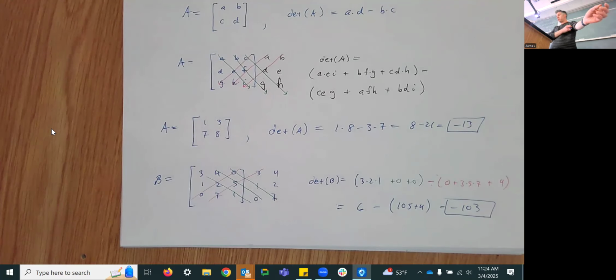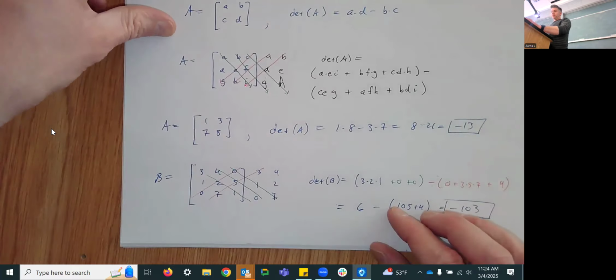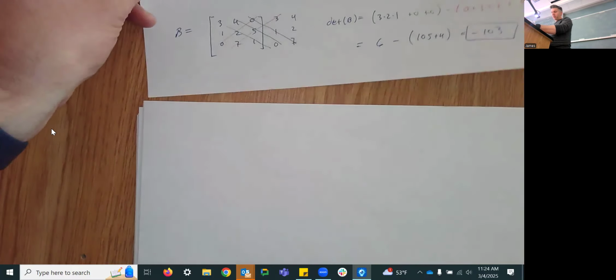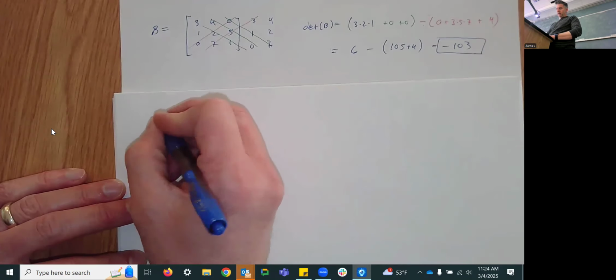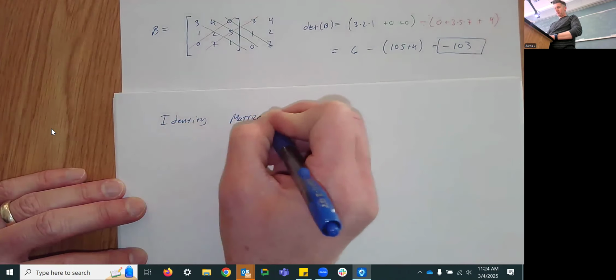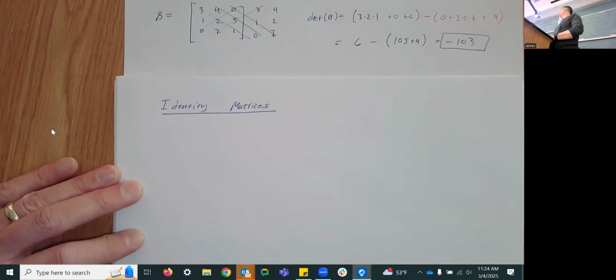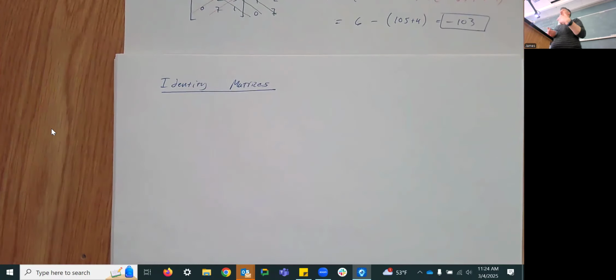A couple other important concepts when it comes to matrices. Identity matrices. I'll actually talk about two things here. So, identity matrices. When you think of an identity matrix, what you're thinking of really is kind of like the number 1, in that when you multiply something by the number 1, you get the same something back. The identity matrix plays the same kind of role for matrices.